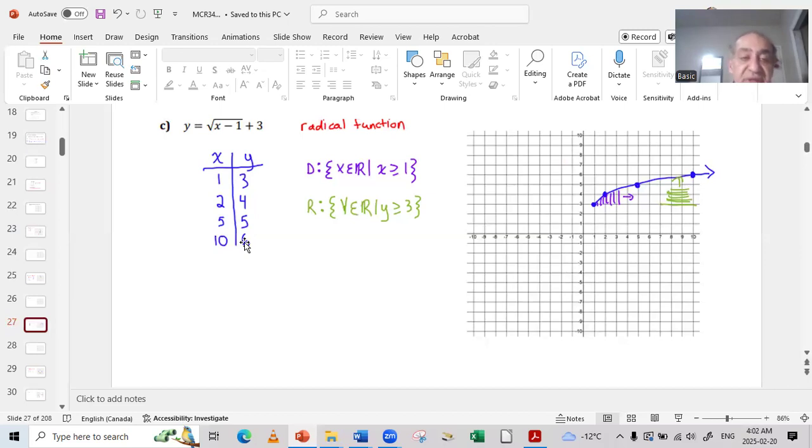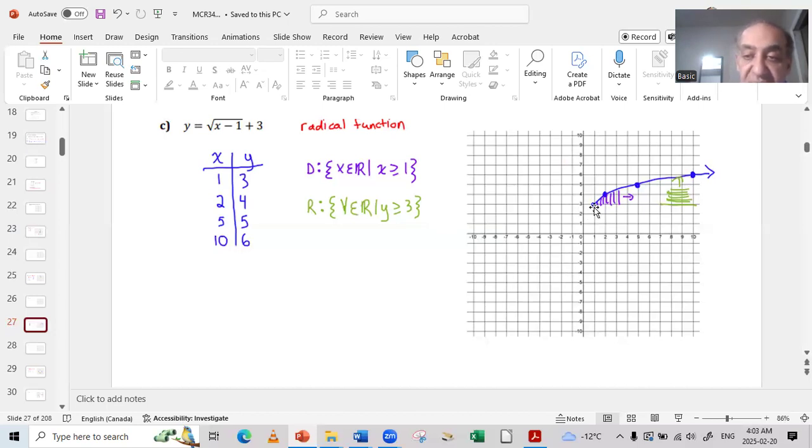The domain and the range. Here, we see what you see in front of you. We said the domain of x is larger than 1, and the range of y is greater than 3, because 3 here will be the lowest number which we will have. The outcomes will never be less than 3. So y here will start from the 3.